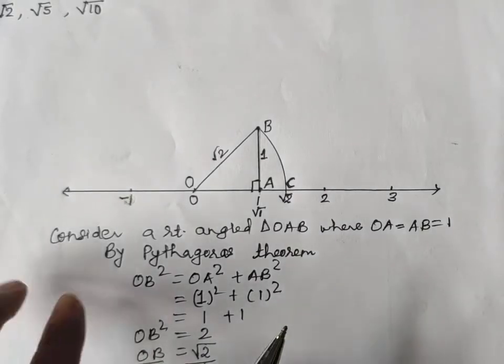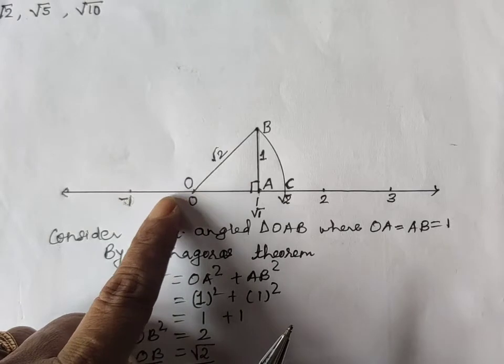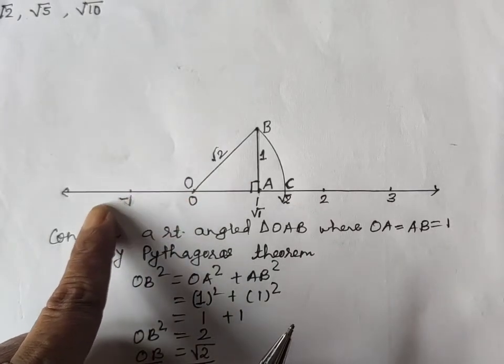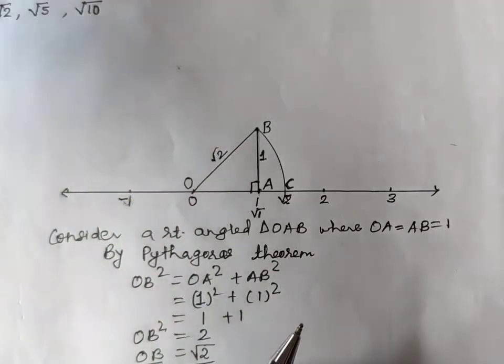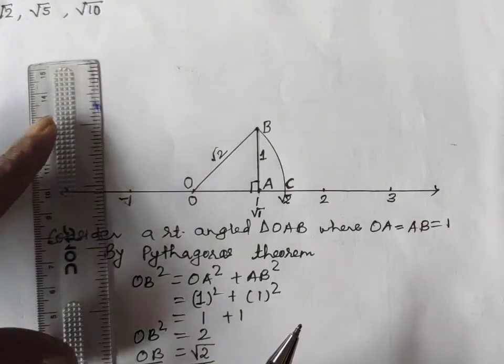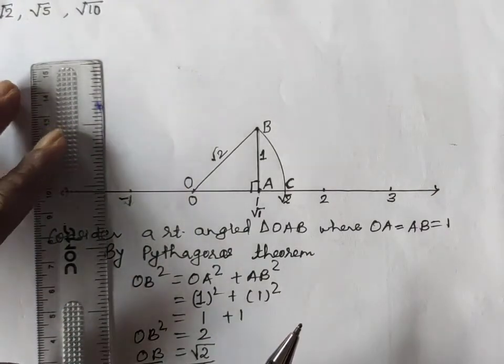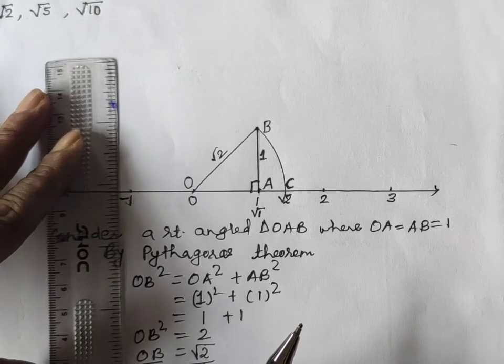Now children, suppose you want to draw minus root 2, then you will do the same here. In this textbook negative irrational numbers are not asked, but I am explaining it to you.